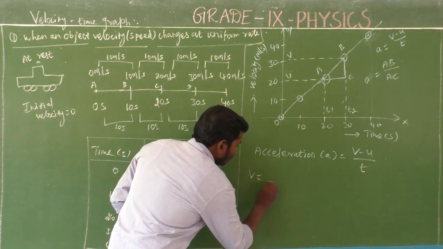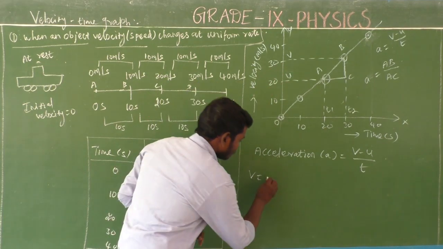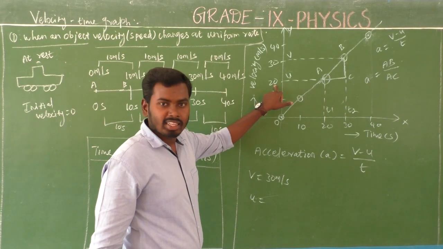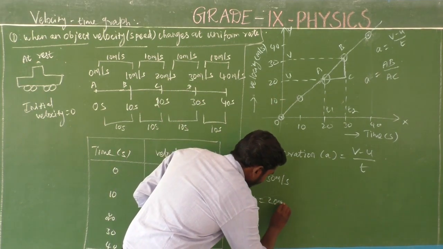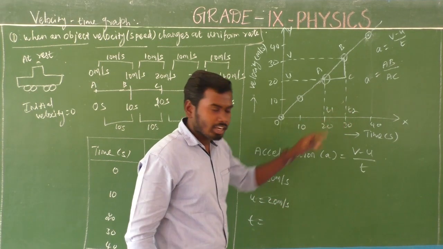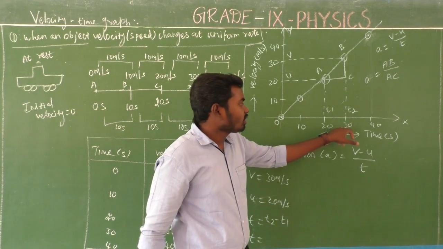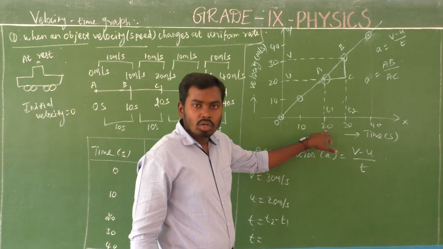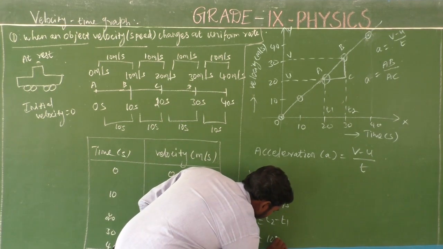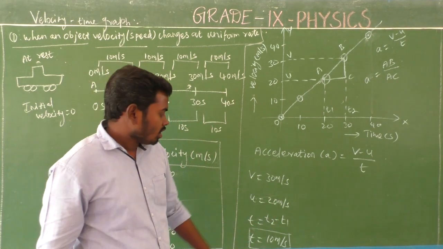Here, what is the final velocity? Final velocity is 30 meters per second. And initial velocity is 20 meters per second. And for time we have t2 minus t1. So what is the time factor? The t2 value is 30 and the t1 value is 20. So 30 minus 20 is equal to 10. So the time value is 10.